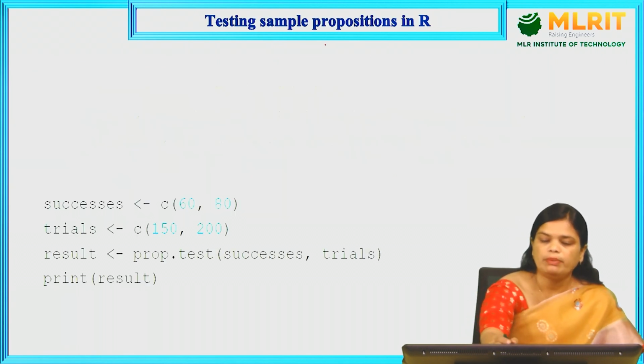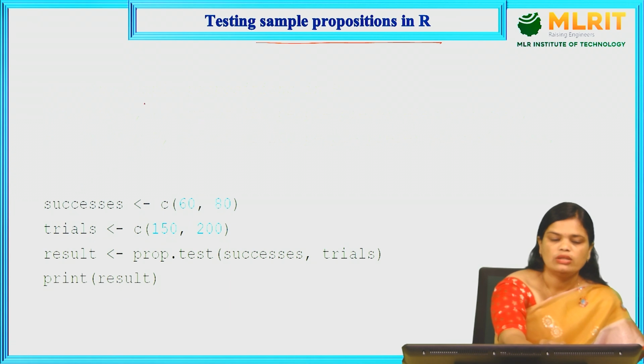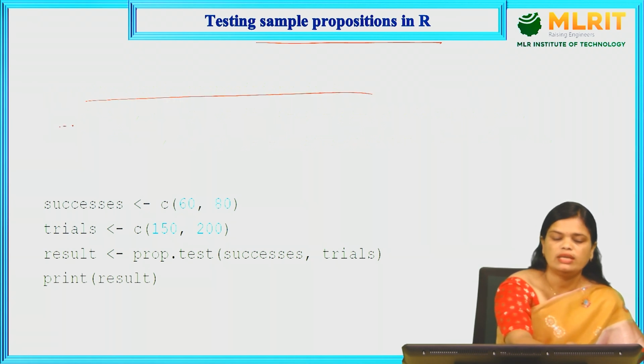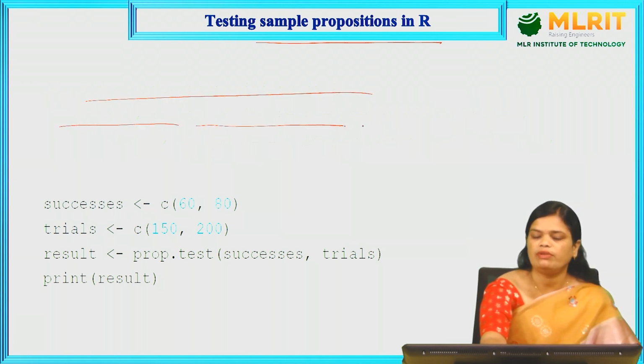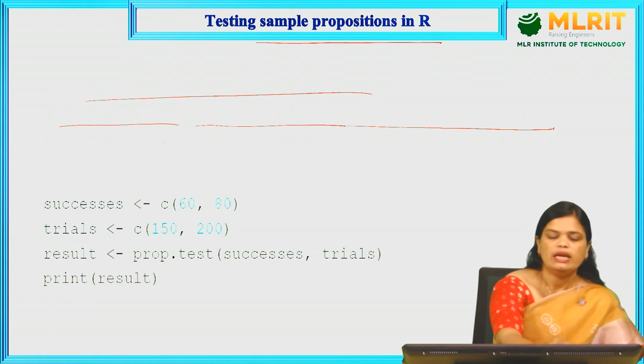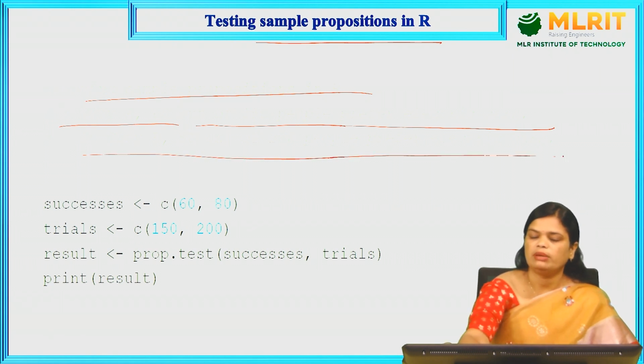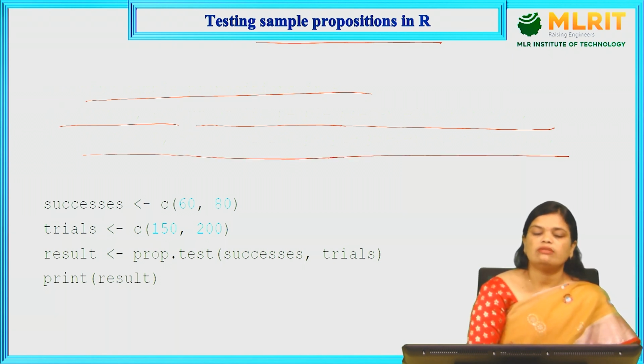Testing sample proportions in R. Look at the examples. In city A, 60 out of 150 people prefer electric cars. In city B, 80 out of 200 people prefer electric cars. So for these, we need to apply the proportion test, and we have to derive the p value out of it.